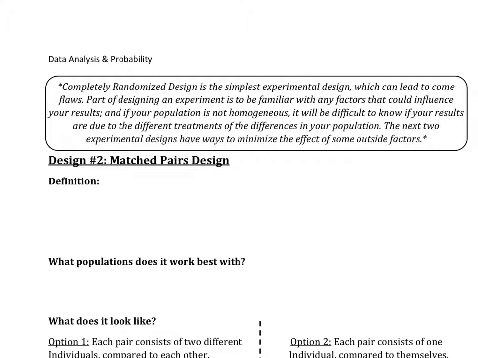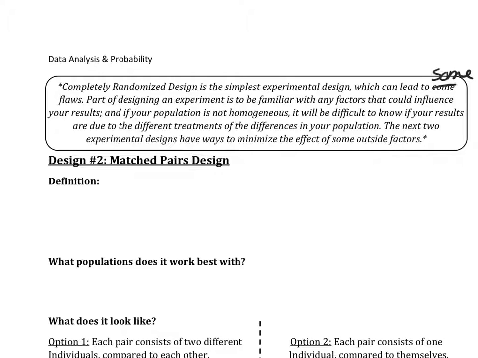So yesterday, again, we talked about the completely randomized design. It is the simplest experimental design. However, it can lead to some flaws. Part of designing an experiment is to be familiar with any factors that could influence your results, whether they be randomized, controlled, or manipulated.